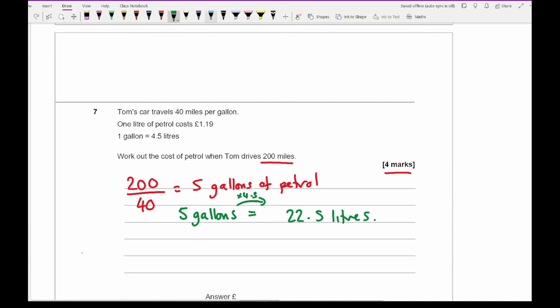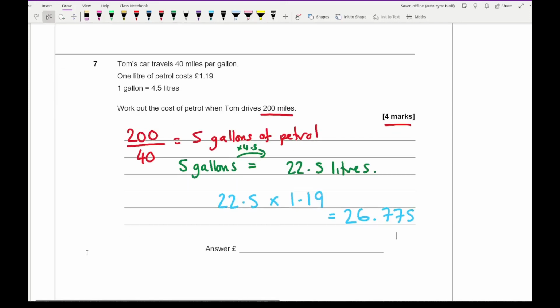And then finally I just multiply 22.5 litres by the price, which is 1.19. This will definitely appear on a calculator paper. I get an answer of 26.775. Now for this, we need to round any money questions to 2 decimal places. So looking at this, the final answer is going to be £26.78.